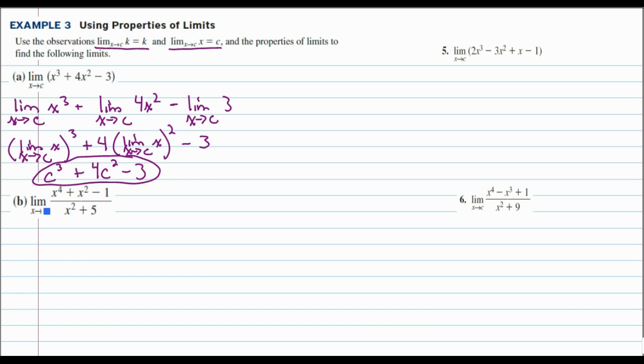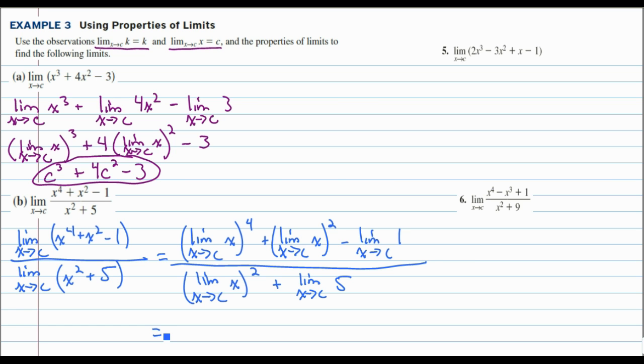Part B. First I'm going to split the limit of the top function over the limit of the bottom function. And now I'm going to break apart each term and its exponent. And now finally I can use that the limit as x approaches c of x is just c and simplify my answer. C to the 4th plus c squared minus, well this is the limit as x approaches c of a constant, so that's just the constant, all over, this will be x squared and then plus my constant of 5. Oops, c squared plus 5.